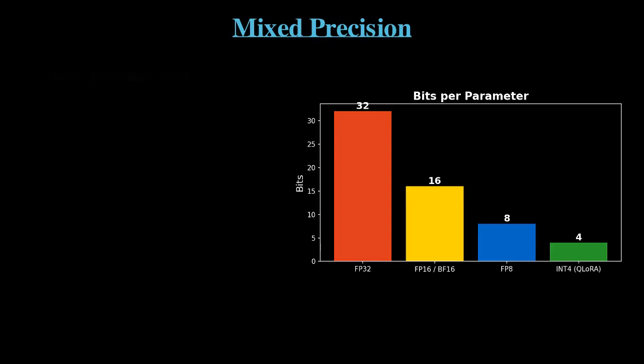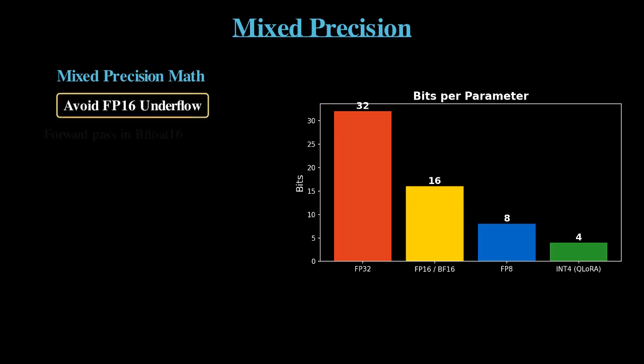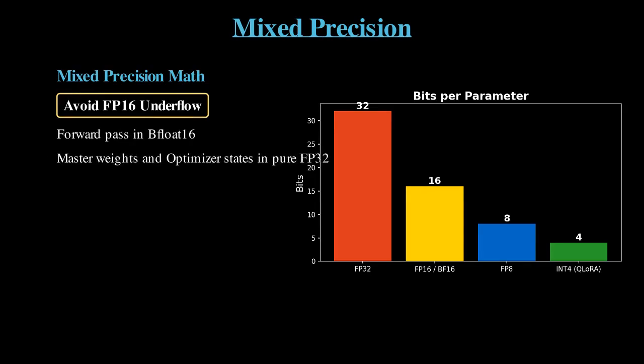To mitigate VRAM and compute costs, we rely on mixed precision. But DPO introduces a unique numeric instability, subtracting log probabilities. If both probabilities are very small, their difference can cause catastrophic cancellation in standard float16. Always use float16 for the forward pass, as its wider exponent prevents underflow. However, keep the master weights and the optimizer states in pure float32. PyTorch's automatic mixed precision handles this seamlessly, but verify your log sigmoid outputs aren't collapsing to NaN.